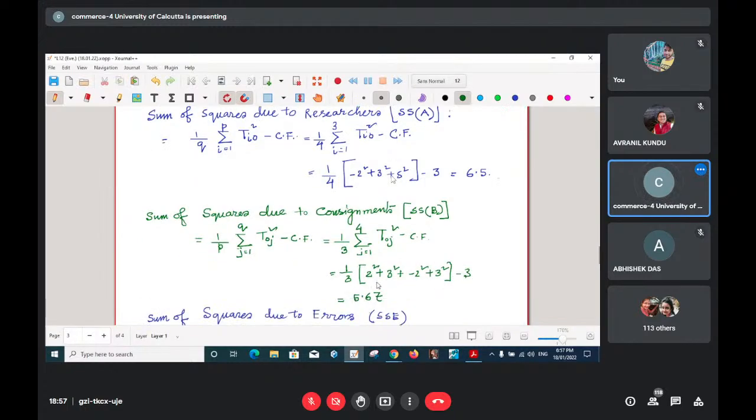And how many J's are there? You can understand 1 by 3, columns are there, rows are there, and you have taken the column total, 2 square plus 3 square minus 2 square plus 3 square minus 3. And you will get 5.5767.